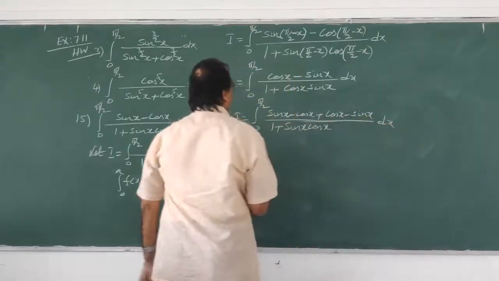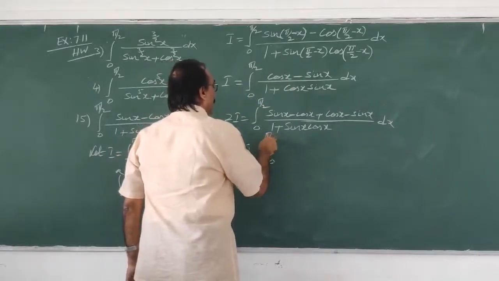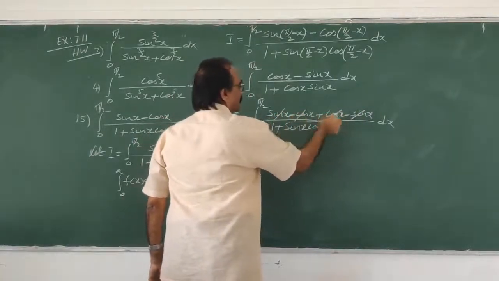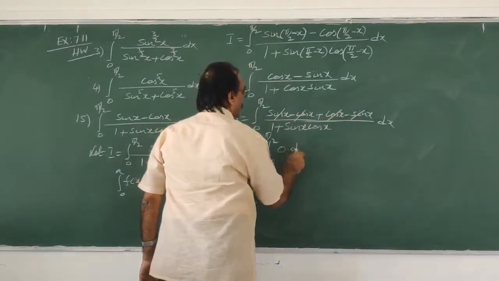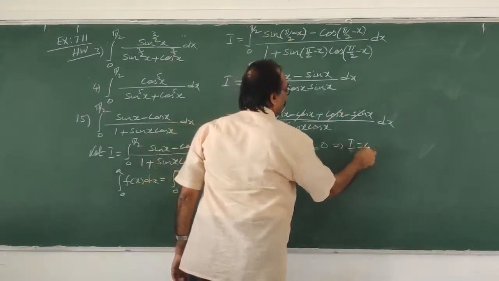So now what happened? Now you see, 2I is equal to integral 0 to pi by 2. What happened now? Minus sin x plus sin x minus cos x plus cos x, all got cancelled. Means 0 into dx. 0 into dx means what? 0. This implies I is equal to 0.